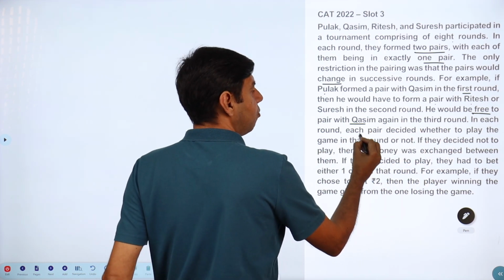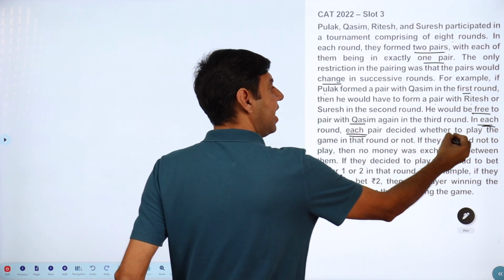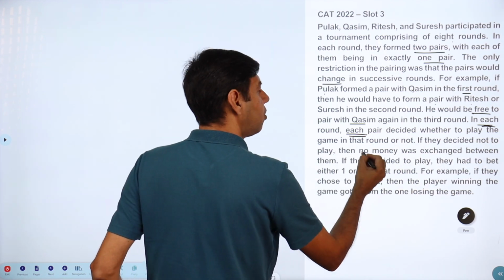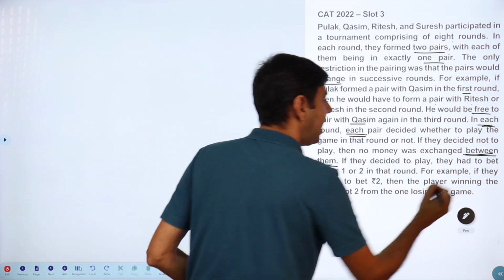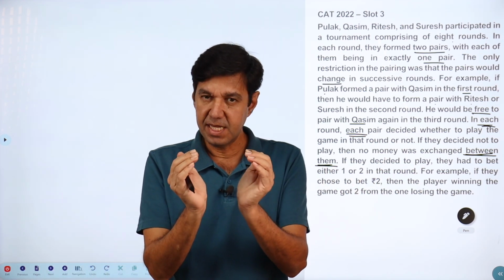Now, in each round, each pair decides whether to play that game in that round or not. If they decide not to play, then no money was exchanged between them. So it takes a little effort to understand here what's happening. So the pairing thing is easy.